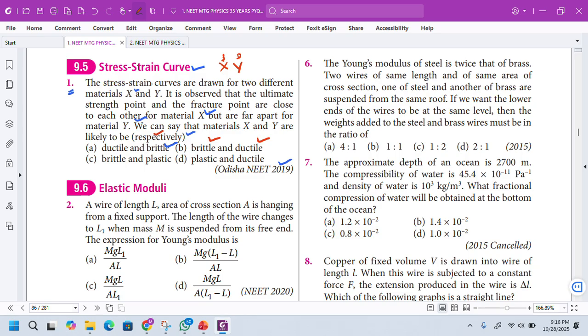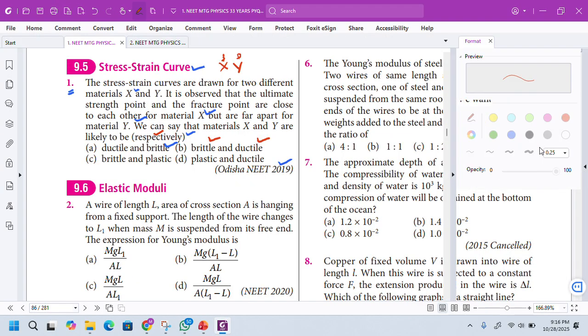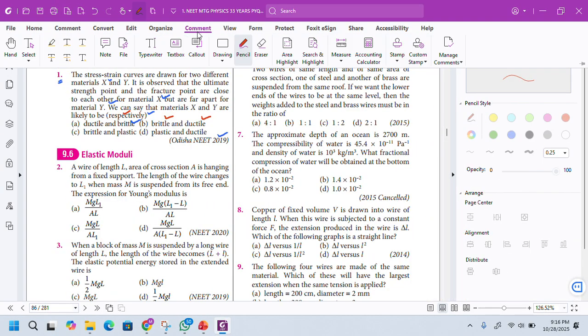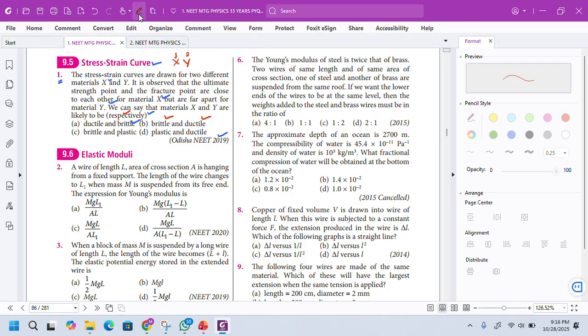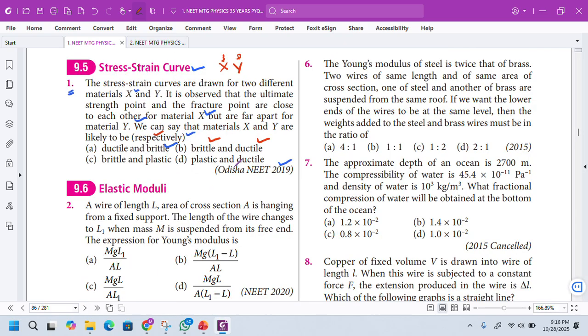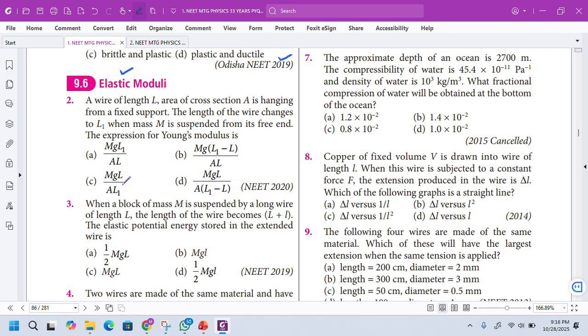Now I will move towards the next question. What is the next question, dear students? I will read the question first. The topic is elastic moduli. Now I will solve one NEET numerical on this topic. Question number 2. First I will read the question.